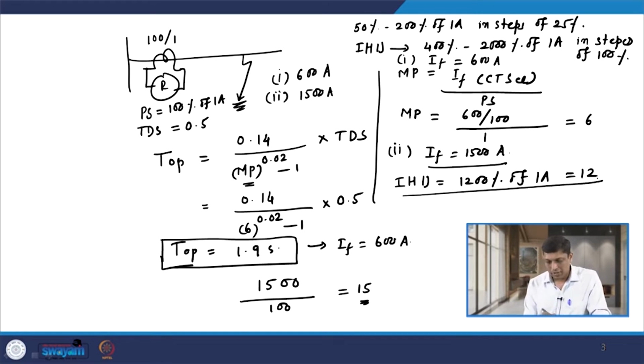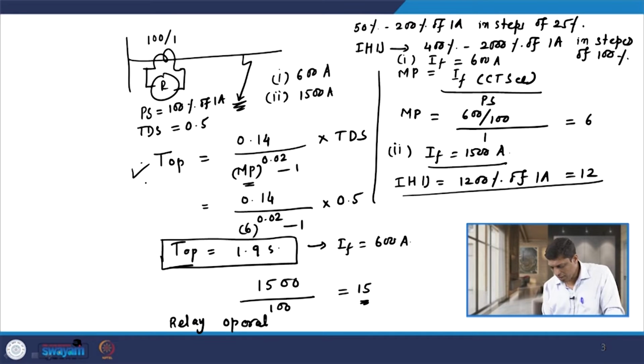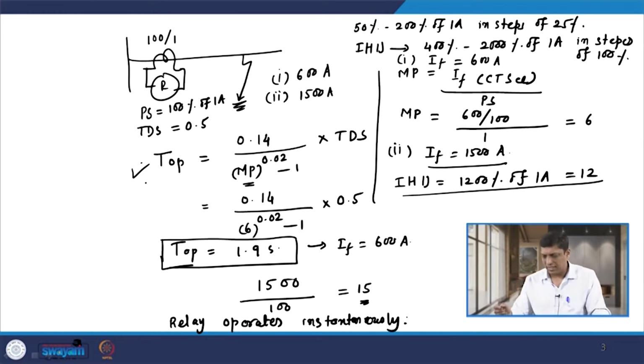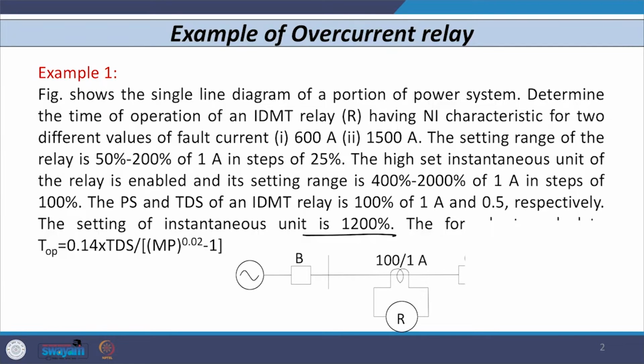So, there is no need to calculate the time of operation of relay using this formula. We can directly say that if current exceeds this value, 12 multiple of pickup current, then relay operates instantaneously. So, there is no need of any calculation for the second case. We can directly say that as its value 15 is greater than 12, relay operates instantaneously. So, we have solved both the cases and we can find out the time of operation of relay.